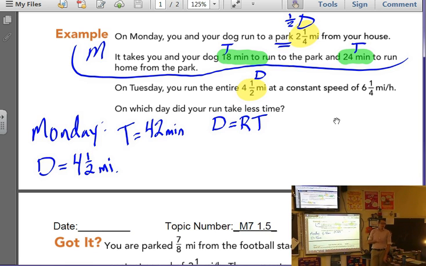Back to the question I had asked. How do we always talk about speed? Miles per hour. Miles per hour, right? Well, I have minutes. I want hours. Here's that whole conversion process.